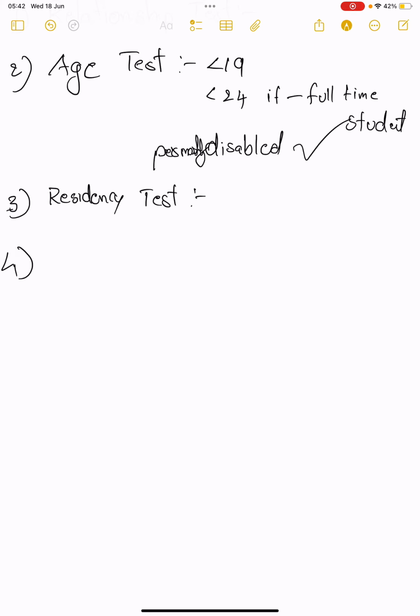And the fourth one is the support test. In the support test, suppose when the kid grows older, 12 to 13 years old, they might be babysitting or doing some part-time job, and they might be making some money. But if the parent is supporting more than half of their financial requirements, like housing, food, education, and all, then the child will be qualifying.